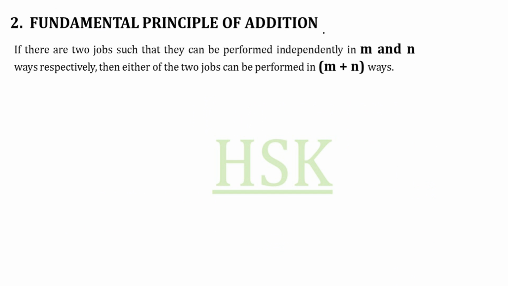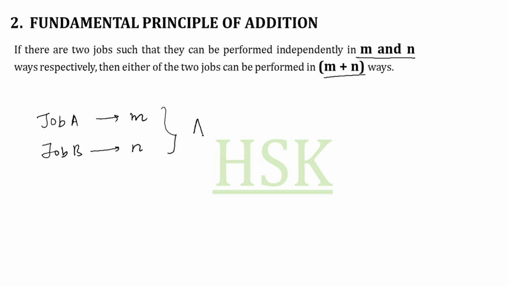Fundamental principle of addition. If there are two jobs which can be performed independently in m and n ways, quite simple, then either of the two jobs can be performed in m plus n ways. So it can be explained like this: we have job A which can be completed in m ways, job B which can be completed in n ways, and we have to complete either of the jobs, A or B.